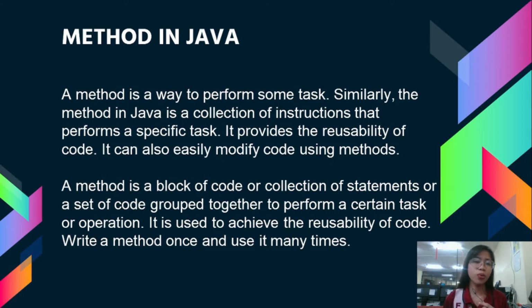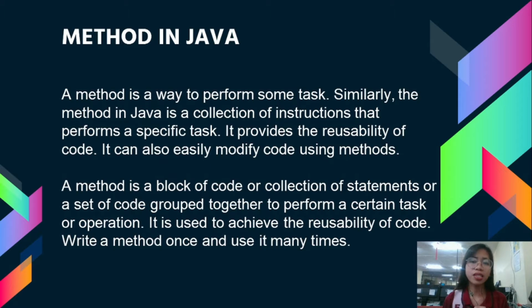A method is a way to perform some tasks. So similarly, the method in Java is a collection of instructions that perform a specific task. So para siyang isang block of code or isang grupo ng mga codes na nagpa-perform lang sila ng isang specific task. For example, gumawa ka ng method na ang task lang nila to get the sum of these numbers or to get the average of these numbers.